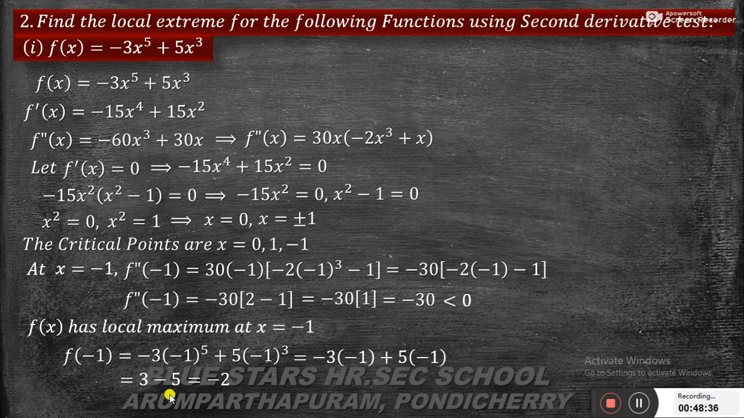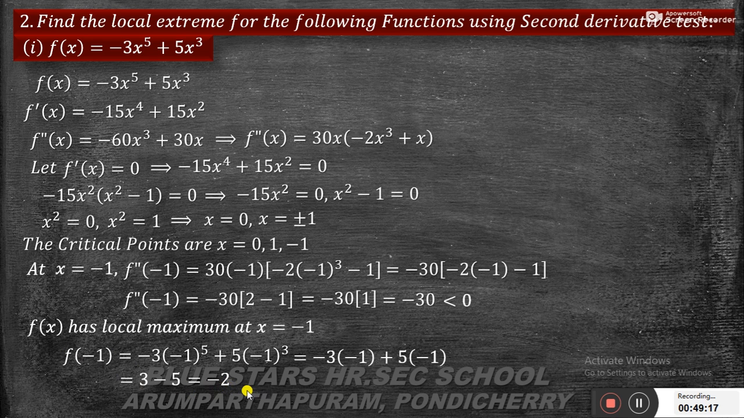Okay, next we find the local minimum value f of minus 1. We know the function, so I substitute x equal to minus 1: f of minus 1 equal to minus 3 into minus 1 whole power 5 plus 5 into minus 1 whole power 3. Minus 1 to the power 5 is minus 1, so minus 3 times minus 1 is plus 3, plus 5 times minus 1 is minus 5, and 3 minus 5 is minus 2. Therefore f of minus 1 equal to minus 2, this is our answer. Therefore the local minimum value is minus 2. The point is minus 1 comma minus 2, this is the local minimum.